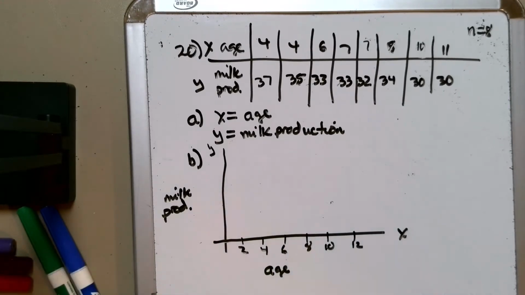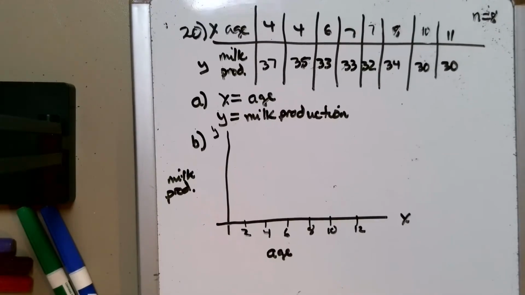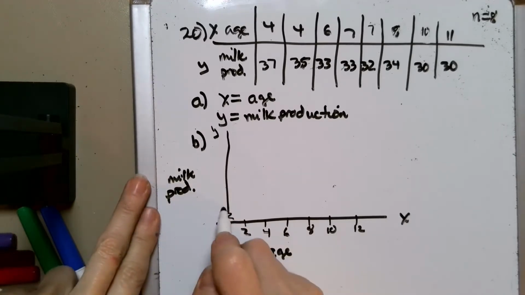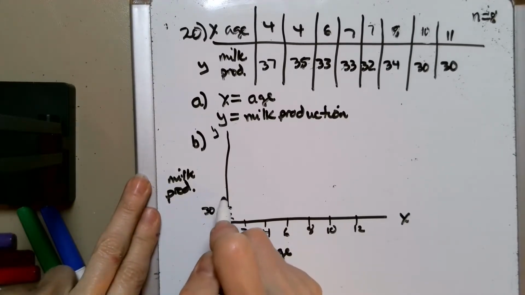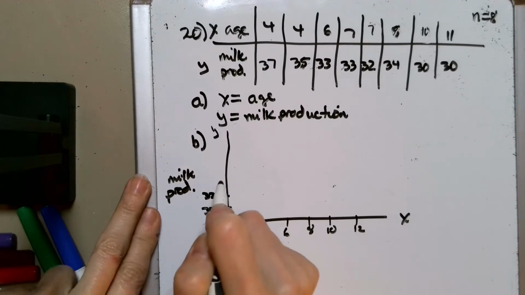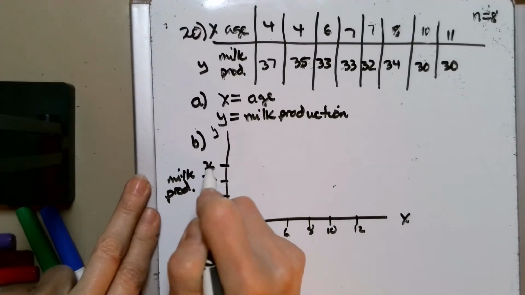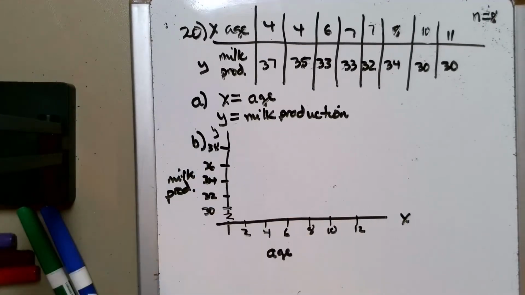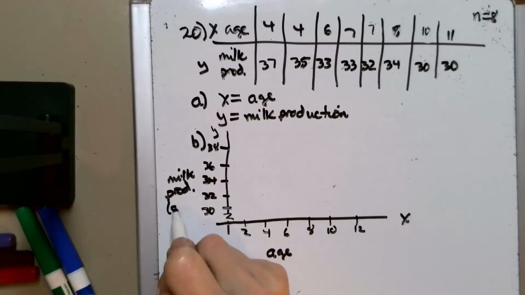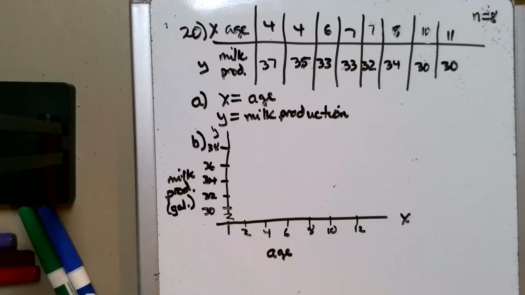If I had more space, I'd count by 1s. I'd do this on graph paper. And then Y, milk production, goes from as low as 30 up to as high as 37. So I'm going to make a break just so I don't have all this empty space. And I'm going to do 30, just because I don't have a space, 32, 34, 36, 38 gallons. Always label your axes, right?